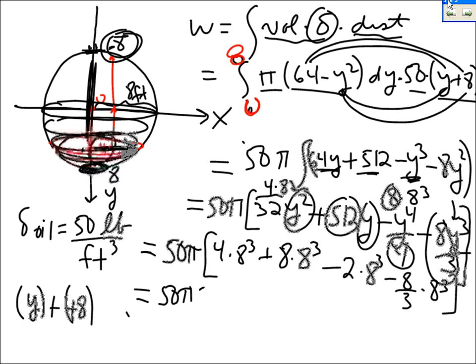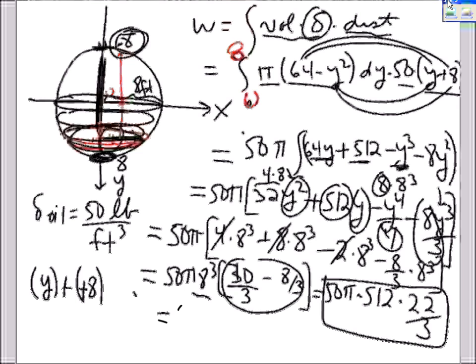Multiply these out. Save the pi. That is, multiply 50 by 512 times 22 divided by 3. And when you do the multiplication, you should get 563,200. Minus some silly error on my part, you get 563,200 times pi, and do not forget to divide it by 3. And there's your exact answer.